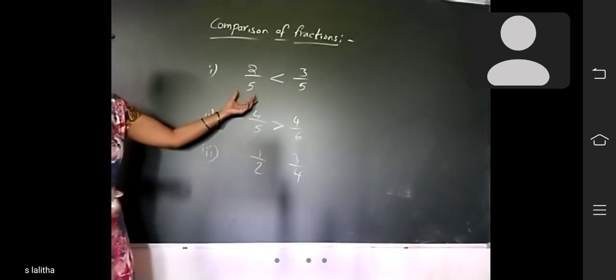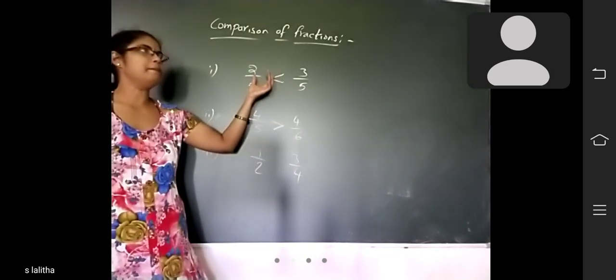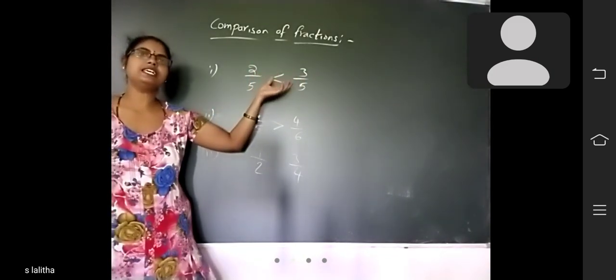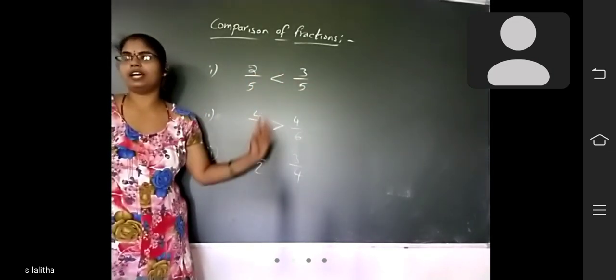Okay. First one is what? Like fractions given. Denominators are same. You should compare numerators. Which one is the smallest numerator? That fraction is less than the other fraction.